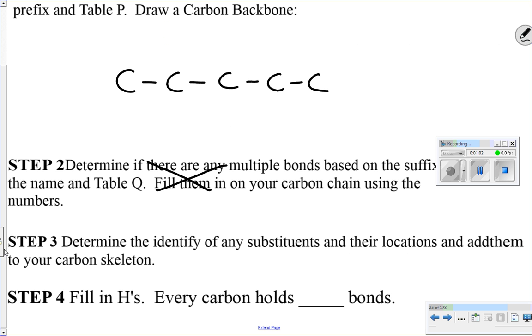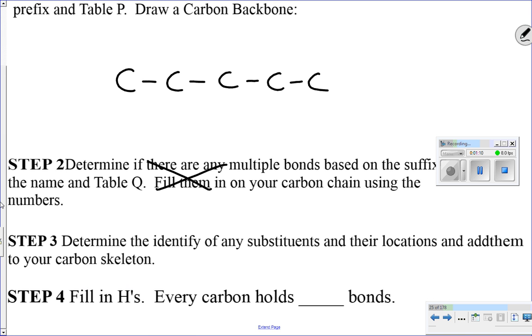Step 3, determine the identity of any substituents and their locations and add them to your carbon skeleton. In my name, I simply have pentane. I don't have any methyls or any ethyls, so I don't need to worry about that. Step 4, fill in hydrogens. Every carbon holds 4 bonds. So the bonds between the carbons are each going to count as 1 since these are all single bonds, and then we'll fill in hydrogens from there.